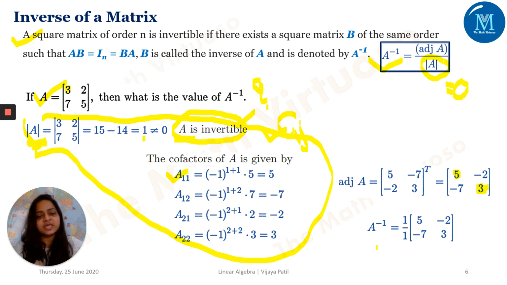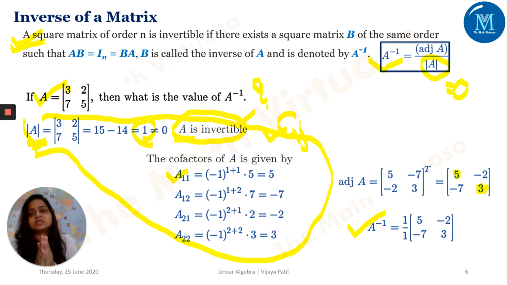So that is the adjoint. And what is A inverse? A inverse is just 1 upon the determinant. The determinant we have got here as 1, and we have got the adjoint of this. So A inverse is nothing but adjoint of A divided by determinant. This definition has been given to you just for reference.